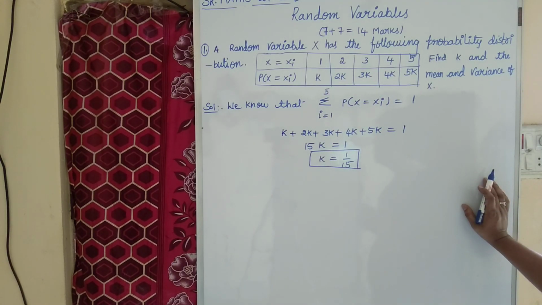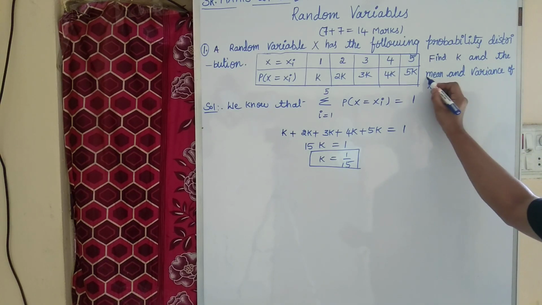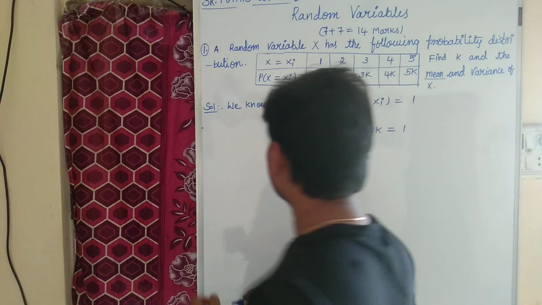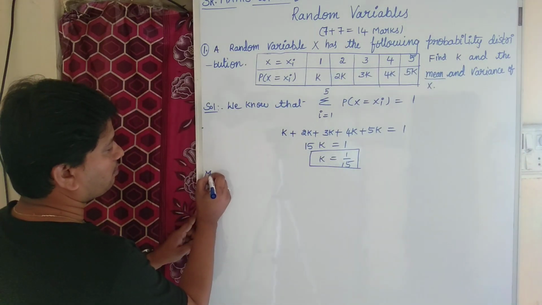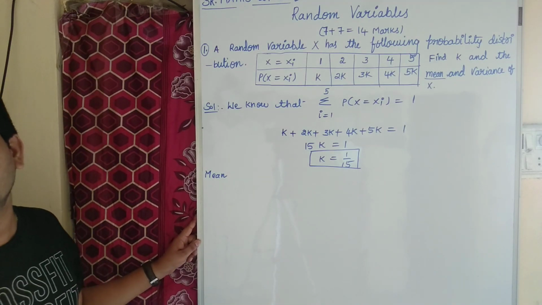Is it clear, the k value? Now coming to the second question. What is the second question? We have to find the mean. How to find the mean? By using the direct method. When we were in class 10 we learned how to find the mean.